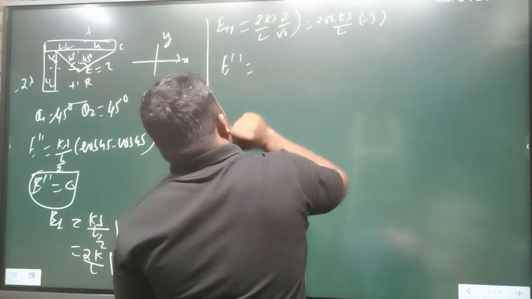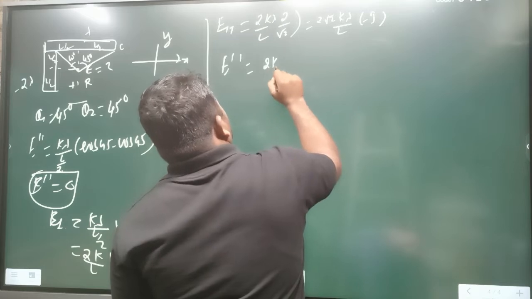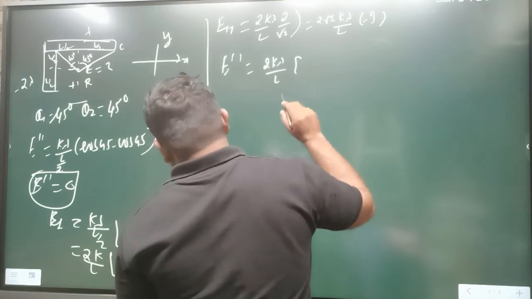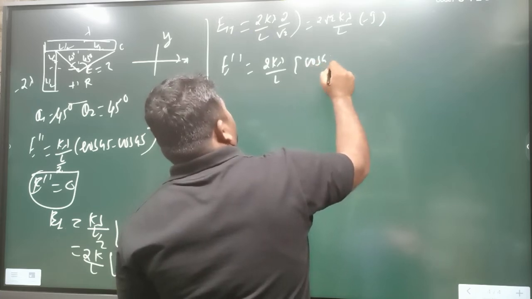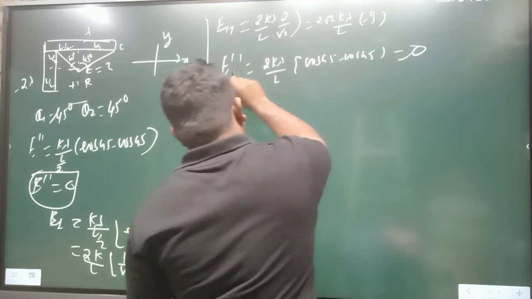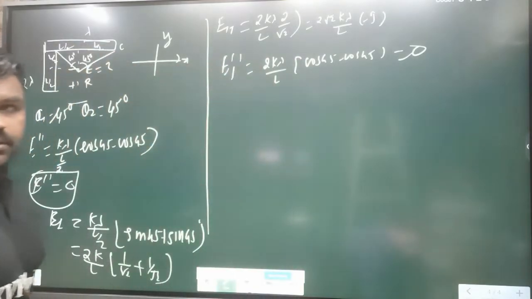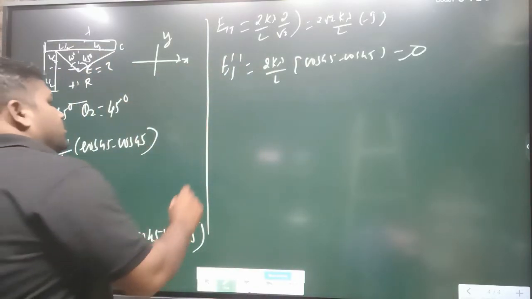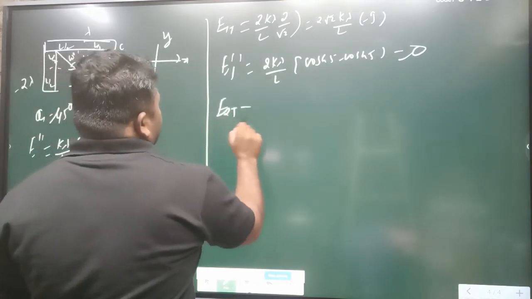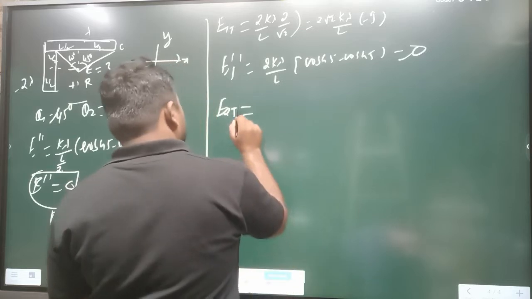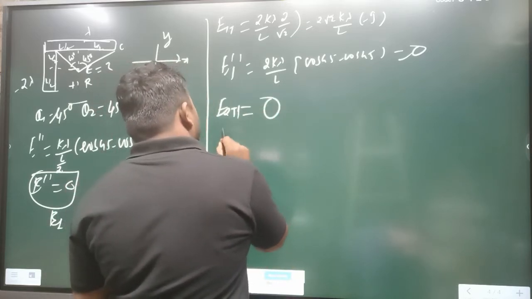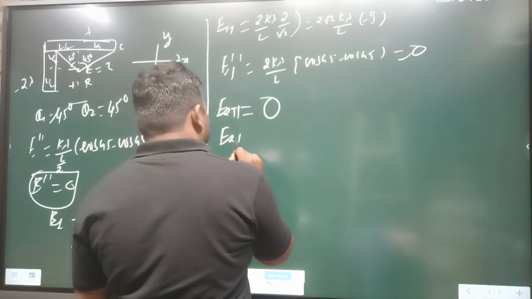Next, E parallel is equal to 2k lambda upon L times cos 45 minus cos 45, which is 0. That was for the first rod. For the second rod, the second parallel component is also 0. Zero, yes or no?